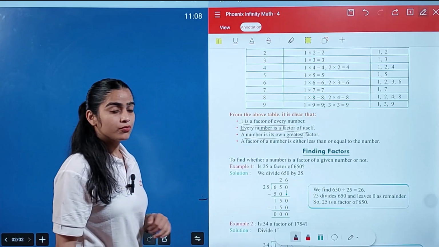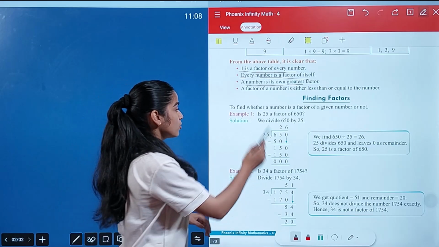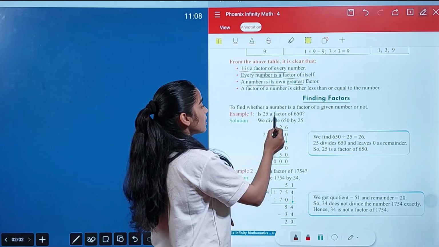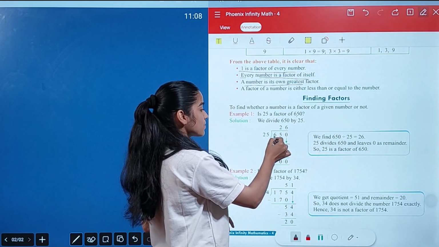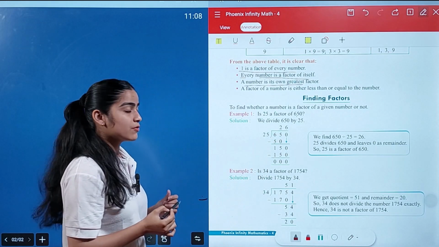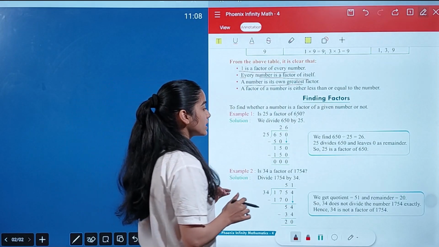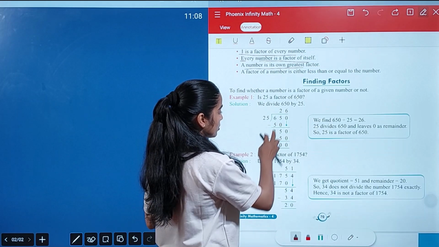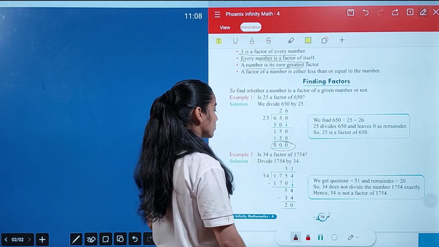Now we are going to learn how we can find factors, to find whether a number is a factor of a given number or not. Is 25 a factor of 650? In this, we divide 650 by 25. It is exactly divisible, which means there is no remainder other than 0. Then we can conclude that yes, 25 is a factor of 650. We can simply divide it, and at the end we have a 0 remainder.